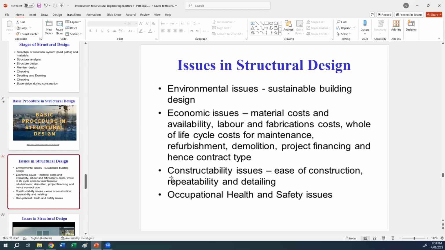Another type of issue is constructability issues, which can affect the ease of construction. Some types of structure are not easy to construct or build because they are complicated. This can cause issues, and also some details of the structure are not common, so they are not easy to execute. Other issues are occupational health and safety issues in some locations or in some types of structure. So these are some of the issues we can face.